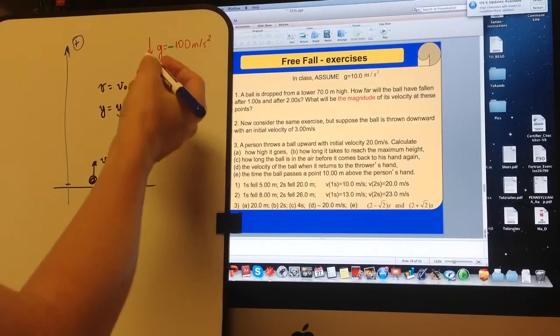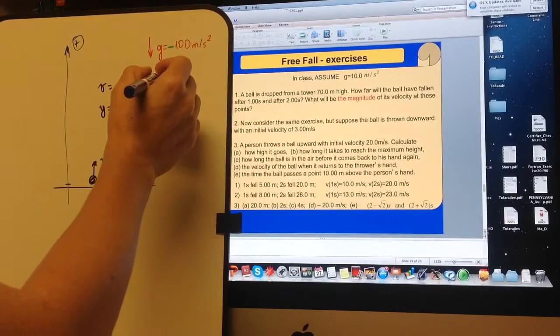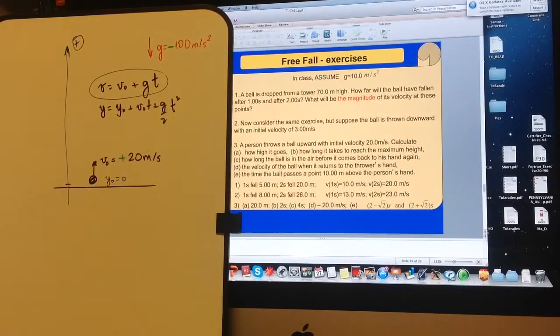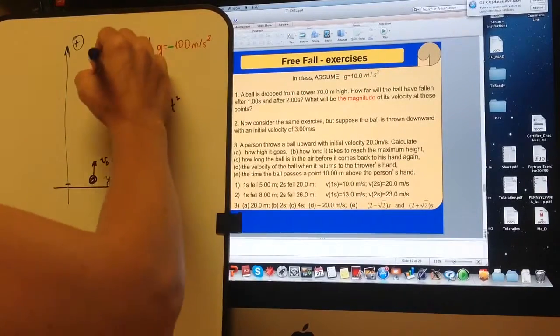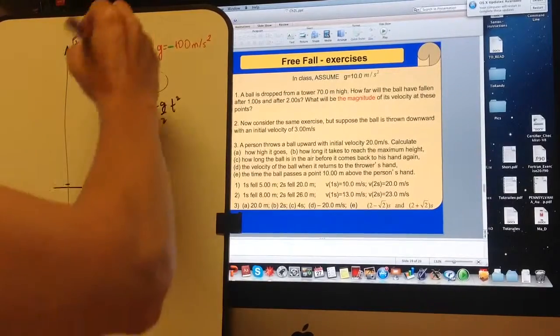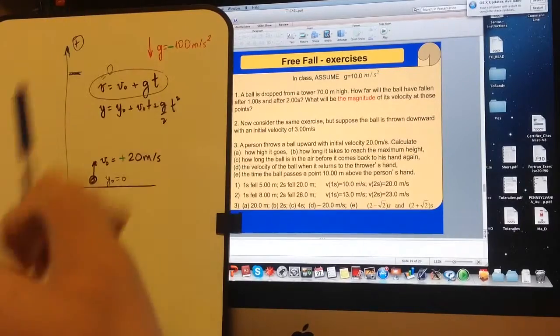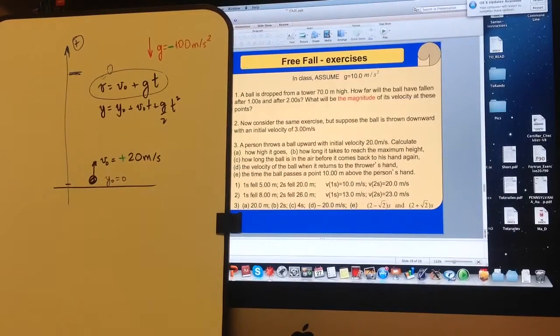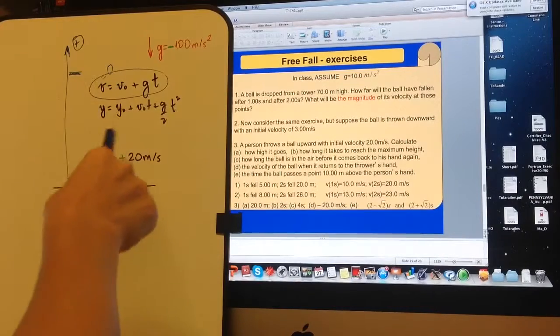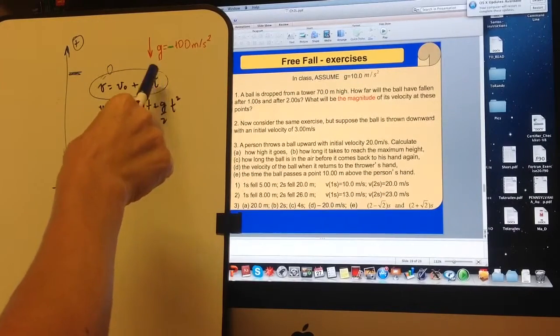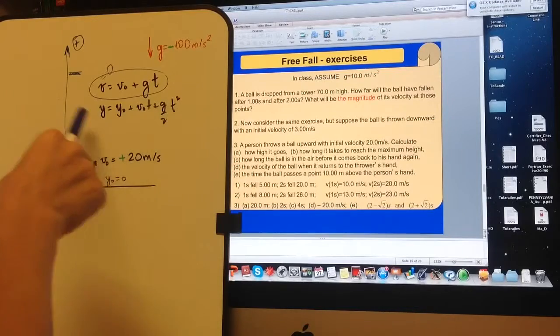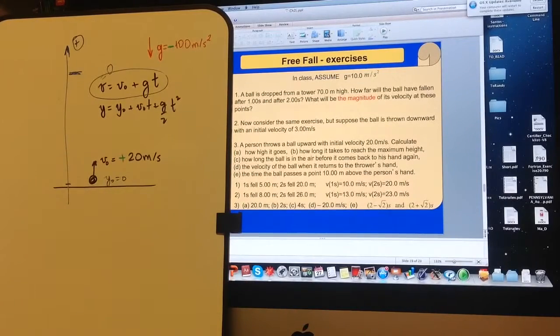So how would we combine these two? How can I get information about the time from this? At the highest point, what happens to the velocity? At the highest point, the velocity will go to 0. It goes to 0 because the highest point is when the object stops to then fall back down. From this equation I could get the time. Once I have the time I put it here and then I would get how high we went. This is one way.